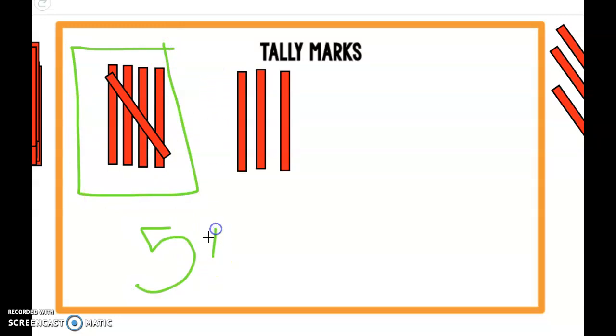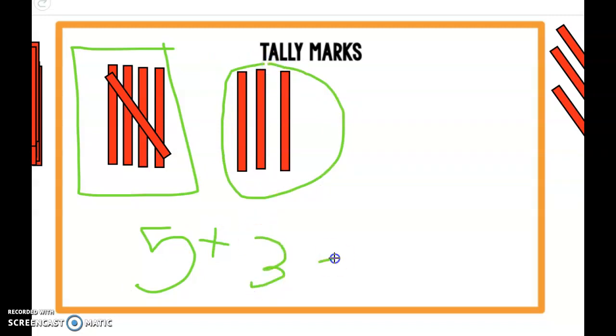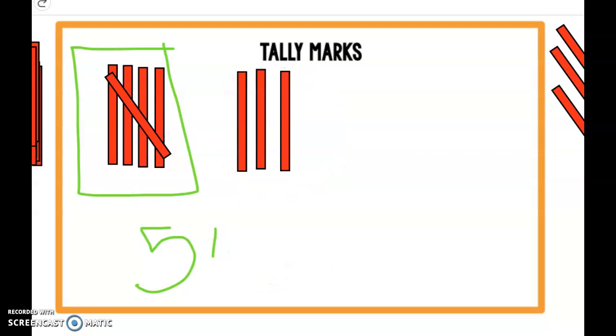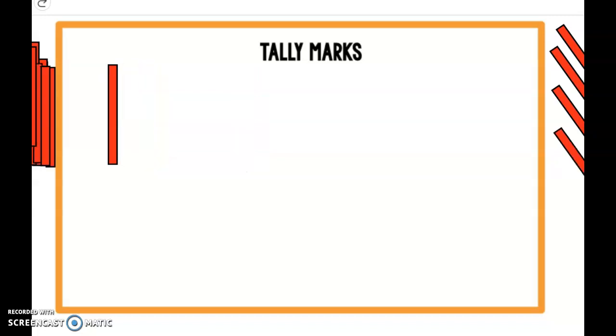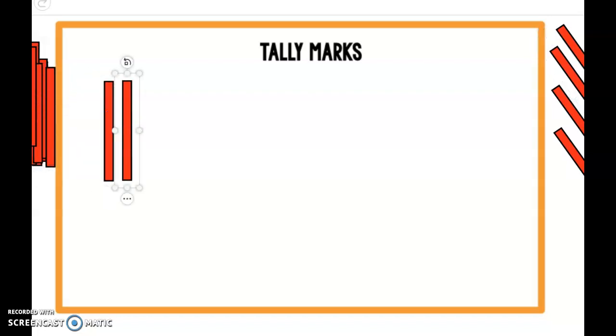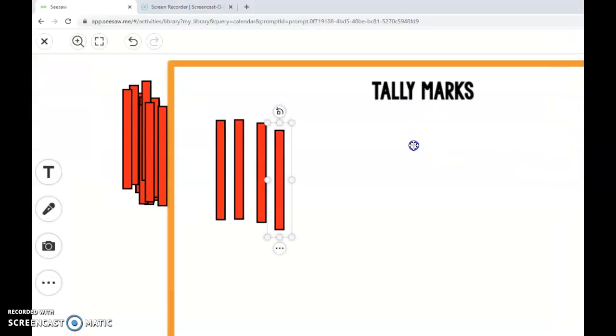And then I have plus a group of 3, which makes or equals 8 in all. All right, I have 5 tally marks plus 3 more gives me 8. So I want you to watch me make the tally marks again, and I'm not going to stop this time. Remember, when we get to 5, we've got to do the diagonal line. 1, 2, 3, 4, diagonal.